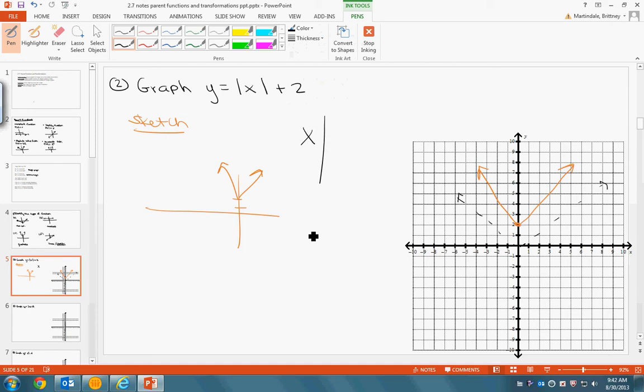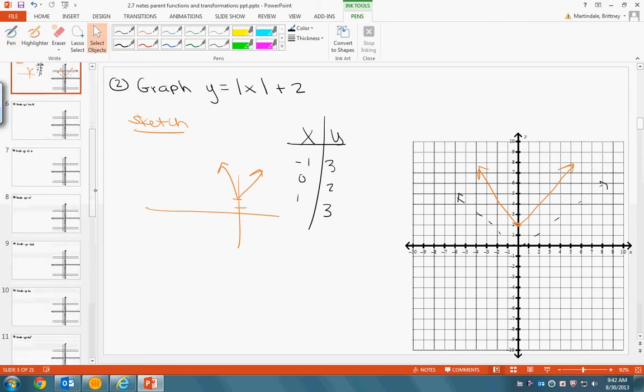you can do a t-table from negative 2 to 2 or whatever. Right now I'm just going to do negative 1 to 1 to save some time. Negative 1, absolute value is 1, plus 2 is 3. 0 plus 2 is 2. 1 plus 2 is 3, which is exactly what I have. Negative 1, 3, 0, 2, and 1, 3. And that is your graph. So again, right now we're just focused on sketching graphs, so we don't need to be perfect. This is good enough.